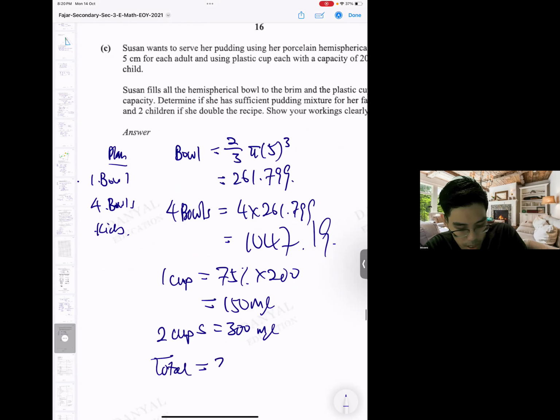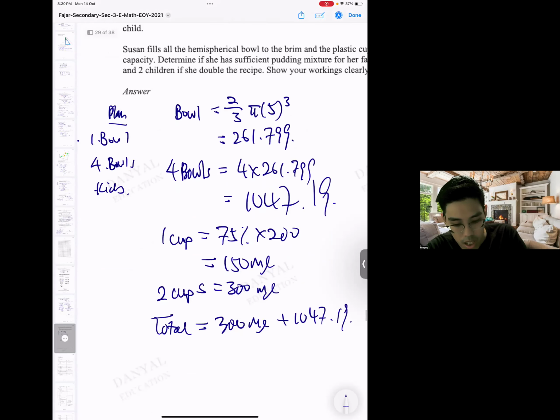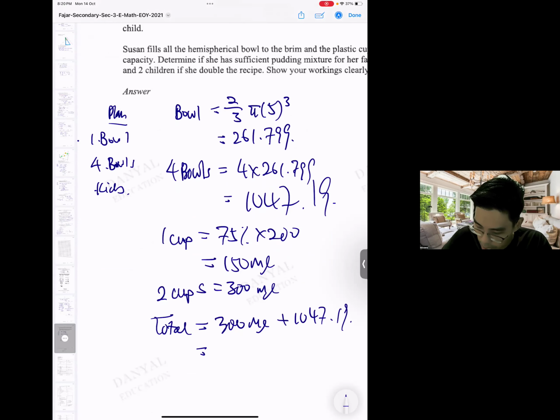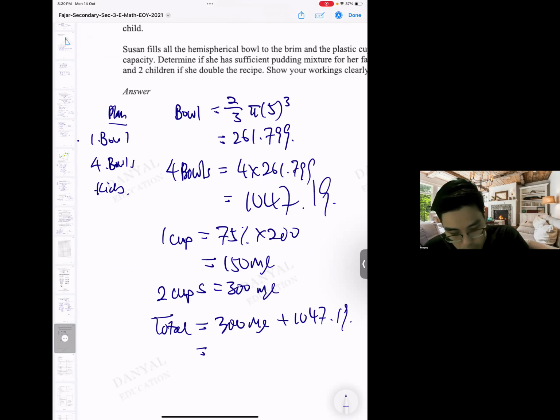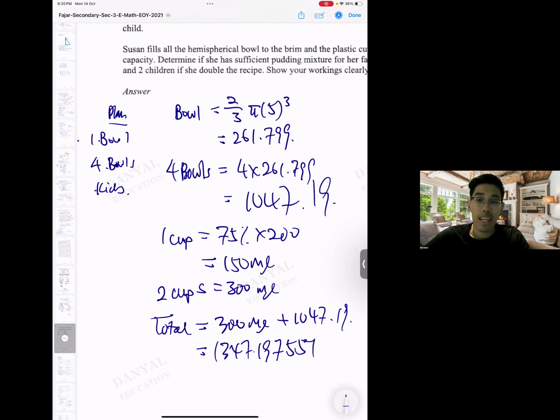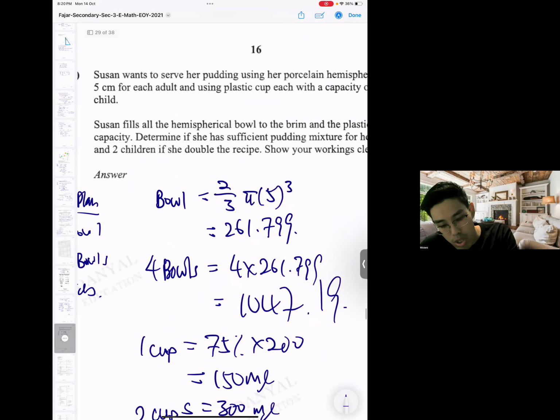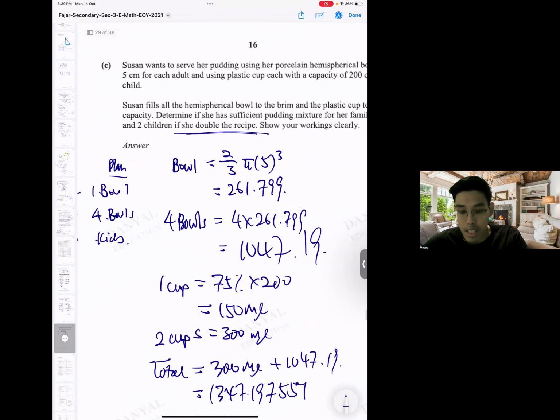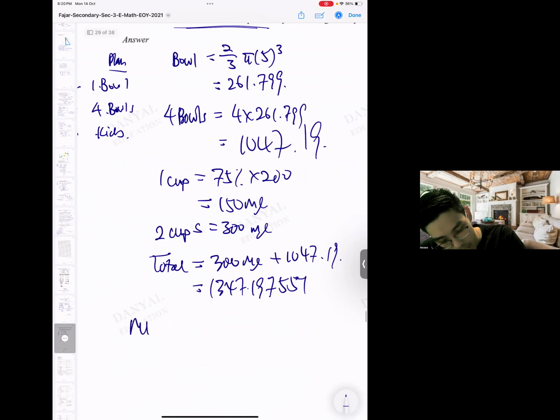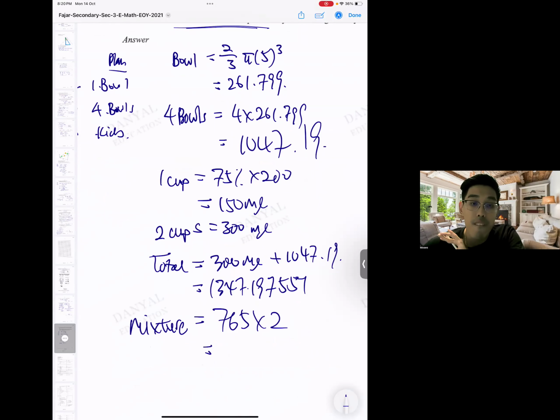So the total will be 300 ml plus this 1047.19. Okay, so 300 plus, I recall my A value, will be 1347.197551. Okay, so is the mixture enough or not, if she doubles the recipe? Double the recipe means the mixture that she has prepared will be 765 times 2. So confirm enough.